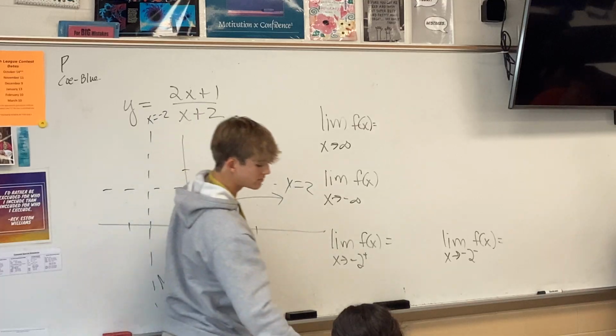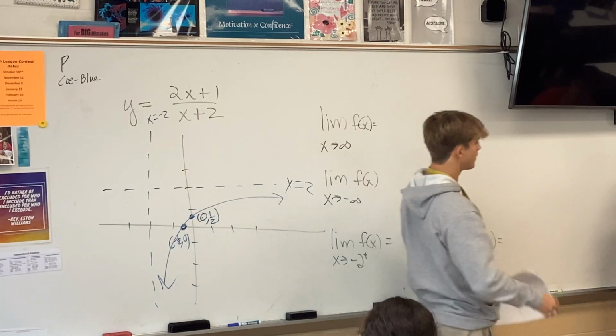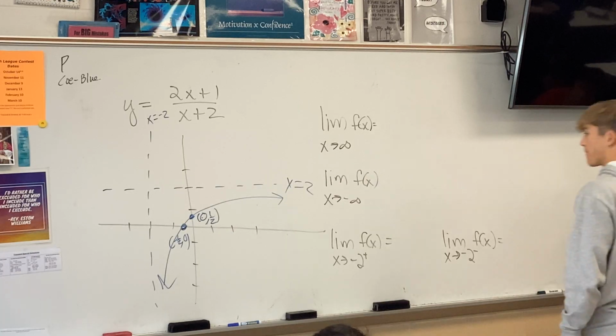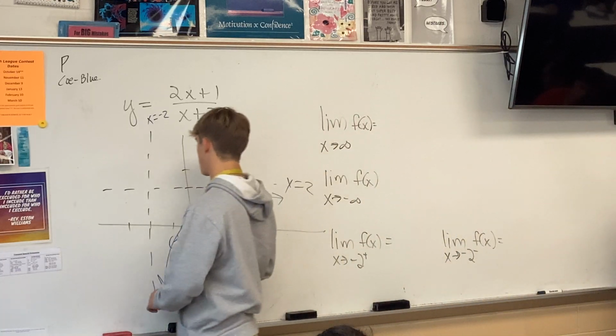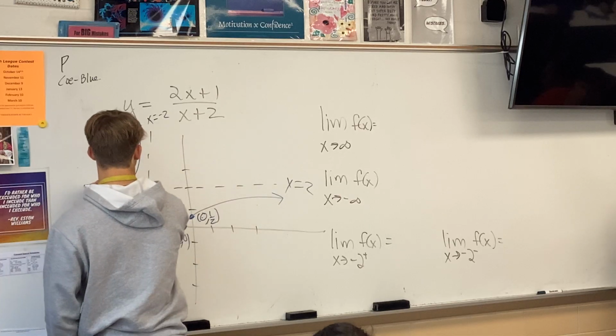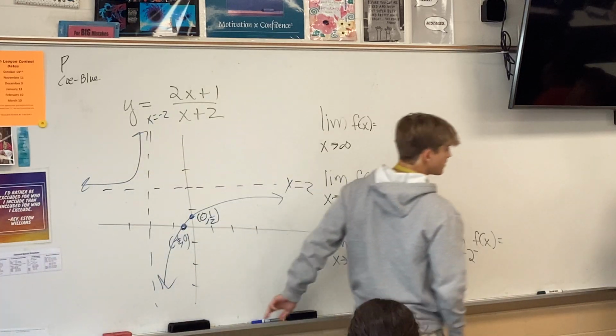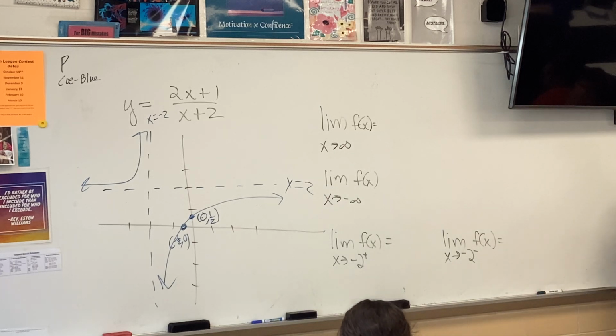All right, let's talk about what Mr. Confident has done up here. First of all, is this vertical asymptote in the right spot? Yeah, this vertical asymptote is in the right spot. Is his horizontal asymptote in the right spot? His horizontal asymptote is in the right spot. Would you all agree? y equals 2?